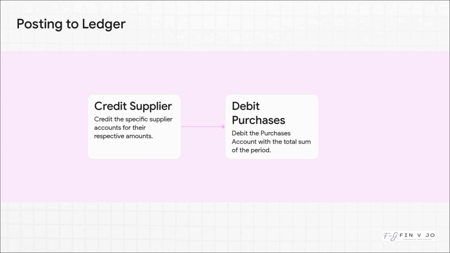Make sense? Then, step 2, to complete our double entry system, we take that grand total right from the bottom of our purchases book for the period and we debit the overarching purchases account. That debit simply indicates the total receipt of goods into the business. And there you go, raw data beautifully transformed into a perfectly structured ledger entry.